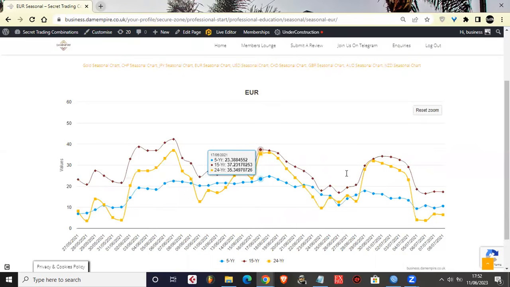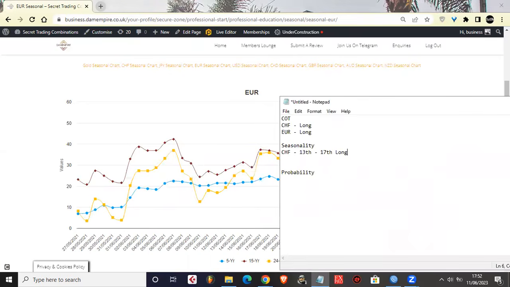For a long. So go Euro from 12th to 17th. Now, you can see in this instant, we have CHF, we have Euro, both of them pointing long.